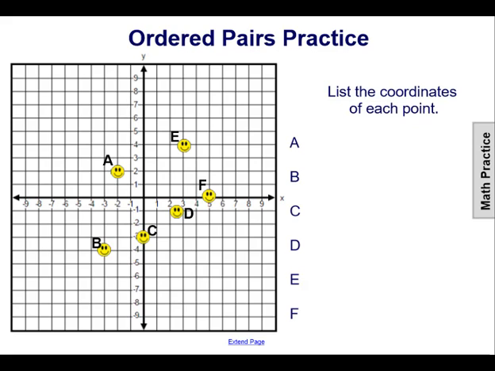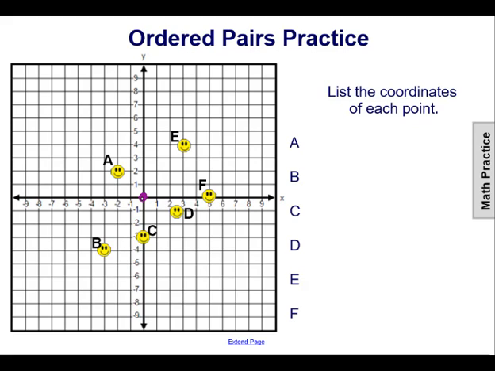List the coordinates of each point. When listing coordinates for these 6 points, we're always going to start at the origin, and then we're going to see or try to give directions of where our point is in relation to the origin.